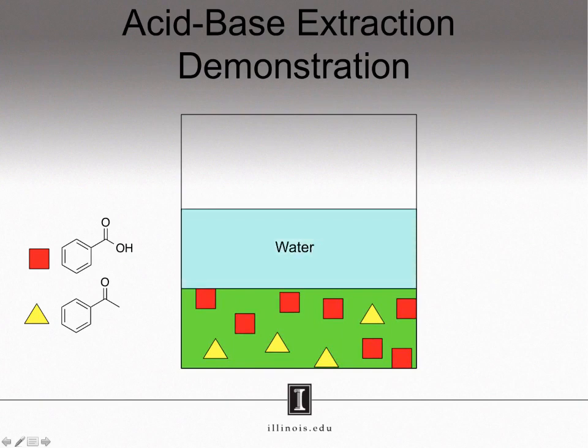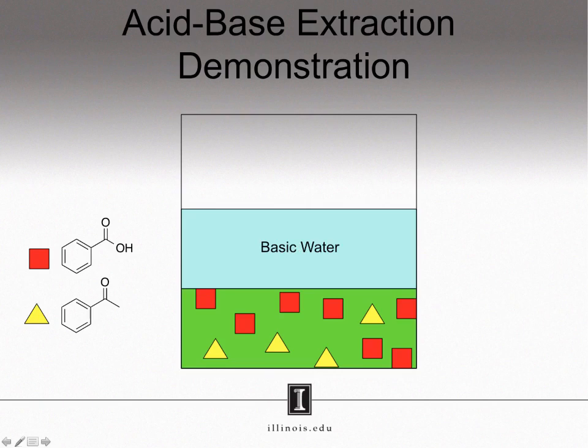But there's an issue. Both the red squares and the yellow triangles are organic compounds. They don't really like to dissolve in water. So, just by adding water, I get no separation. What if, instead of adding pure water, I instead add basic water?